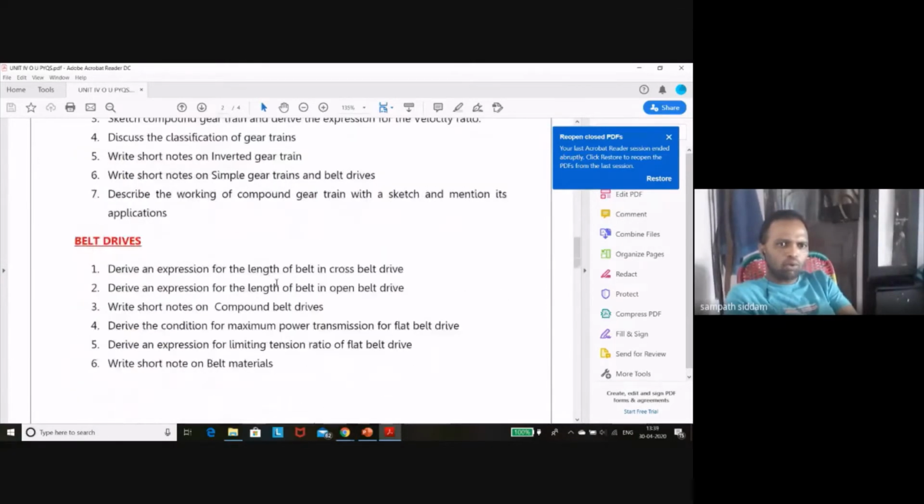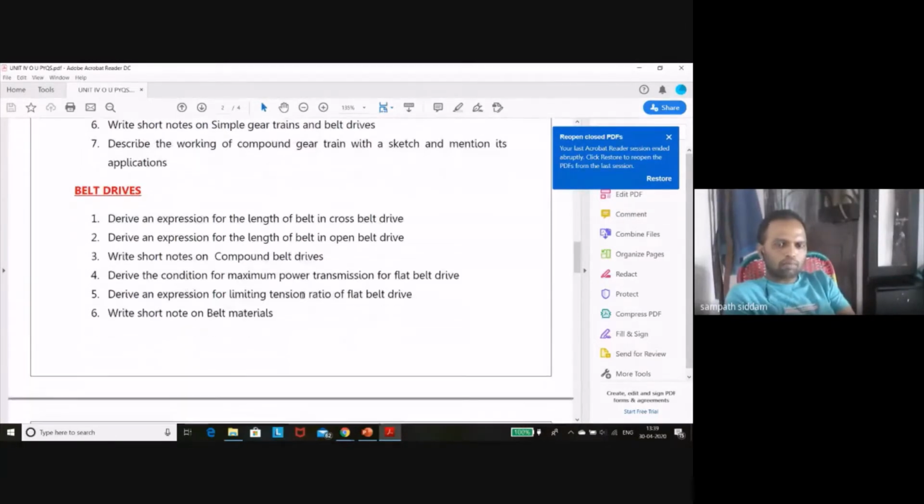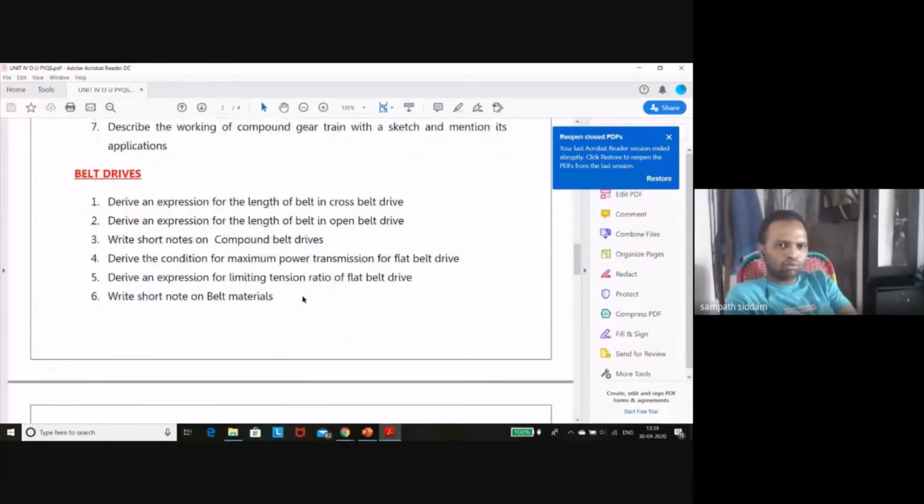Next we move on to the long answer questions. Derive the expression for the length of an open belt and cross belt, which I'll cover in a separate session for the derivation. Next, write short notes on compound belt drive, which we have just gone through. Next, the condition of maximum power transmission, which I told you, is a derivation you'll go through. Expression of limiting tension, again a derivation.